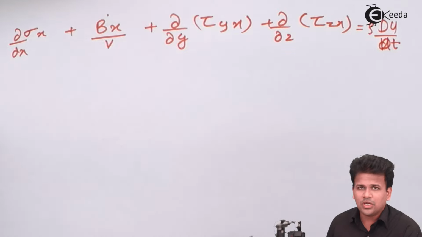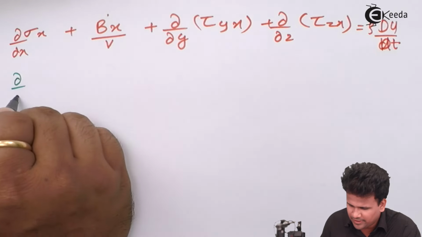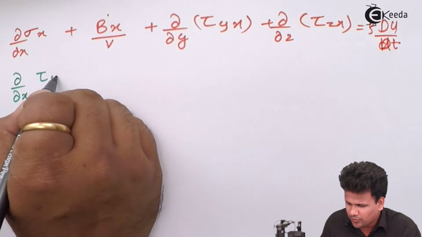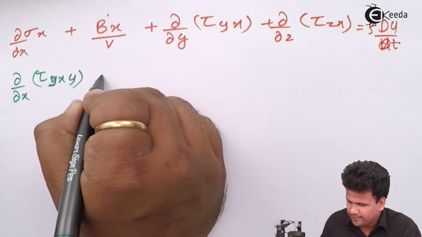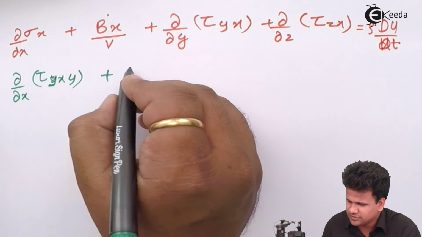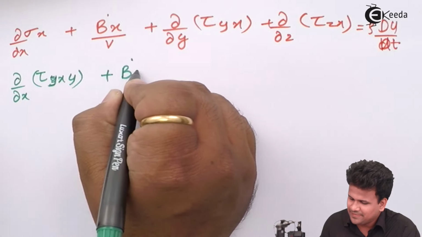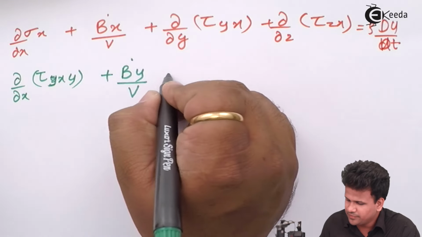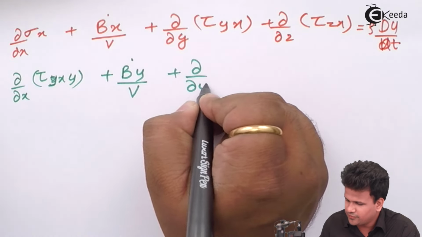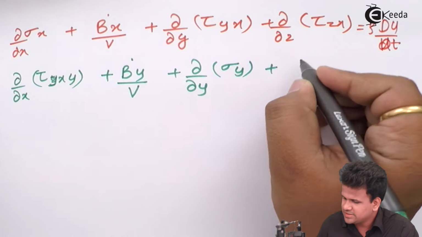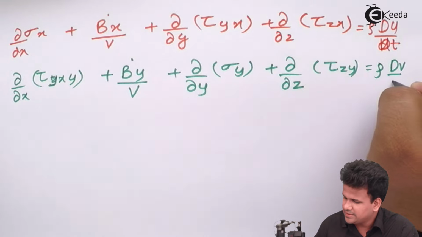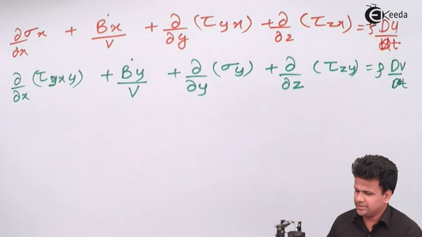Similarly, we'll write down along the y direction. This will be ∂/∂x of tau of x plane y direction, plus the body force per unit mass along y direction divided by the volume, plus ∂/∂y of sigma y, plus ∂/∂z of tau of z plane y direction, which equals rho into Dv/Dt.